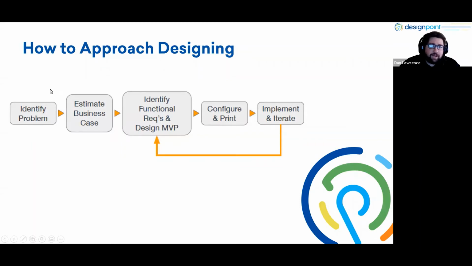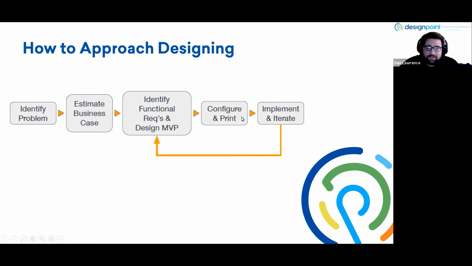Right, once you've identified it and it makes sense to 3D print this part, then you're going to need to identify the functional requirements and design your minimum viable product. So essentially, this is the DFAM portion of the design process. This is all of the revisions and what needs to go into the part. You're designing it in CAD, which is what the majority of this presentation is going to be about. And we'll also talk about configuring and printing and some things to consider.